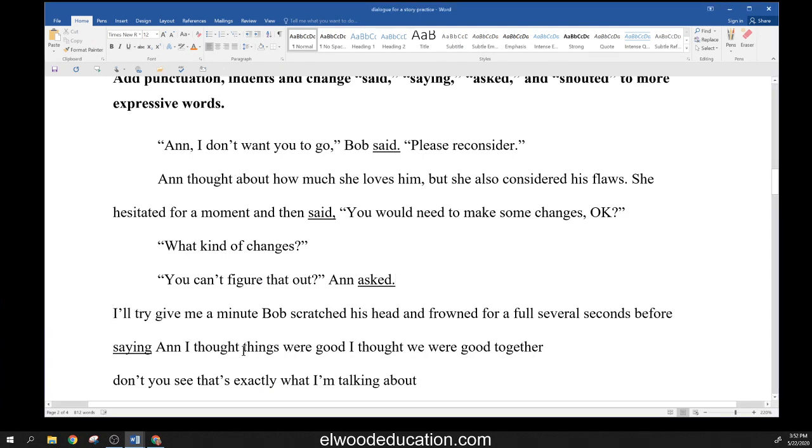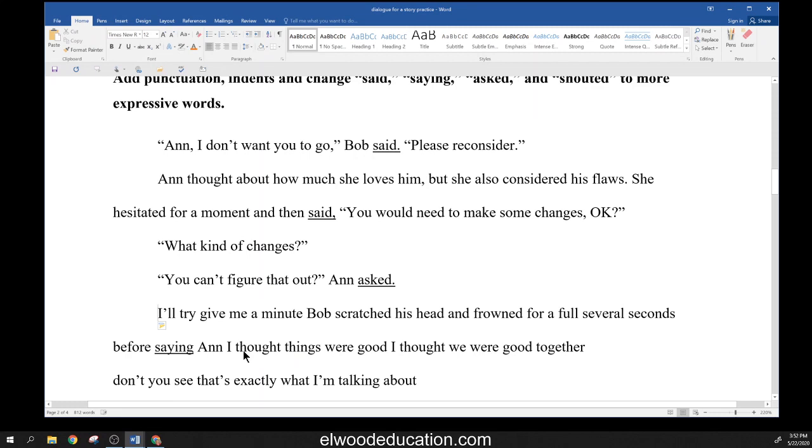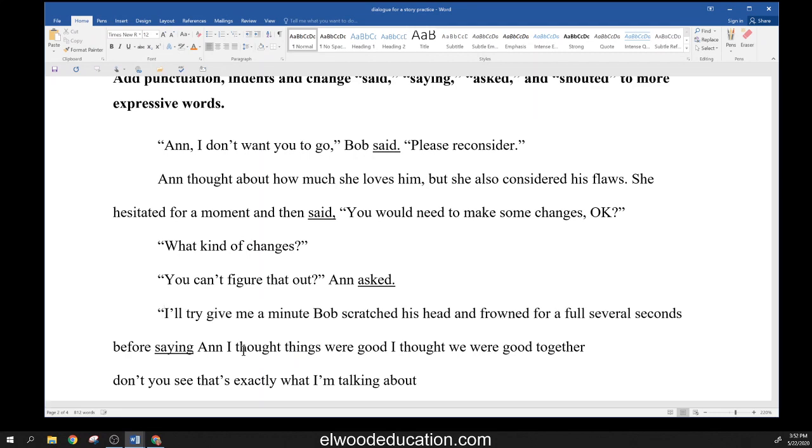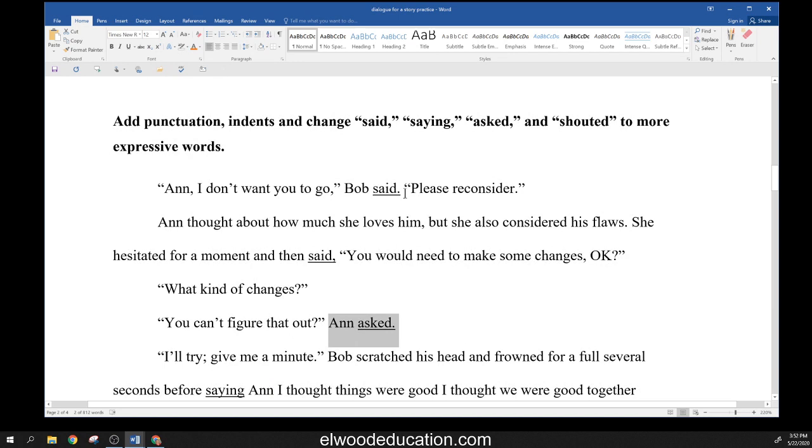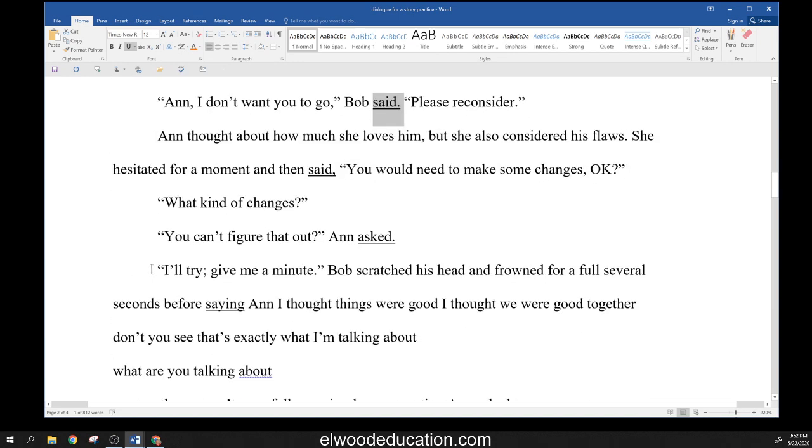Now, the next bit is Bob again. So we're going to have another indent. I'll try, semicolon, give me a minute, period. The reason I'm putting a period here is that I'm not following this little segment of conversation with an announcement of the speaker, as in Anne asked or Bob said. I know that this is Bob here because I have a new indent, and this was Anne. So I don't need to say Bob said.